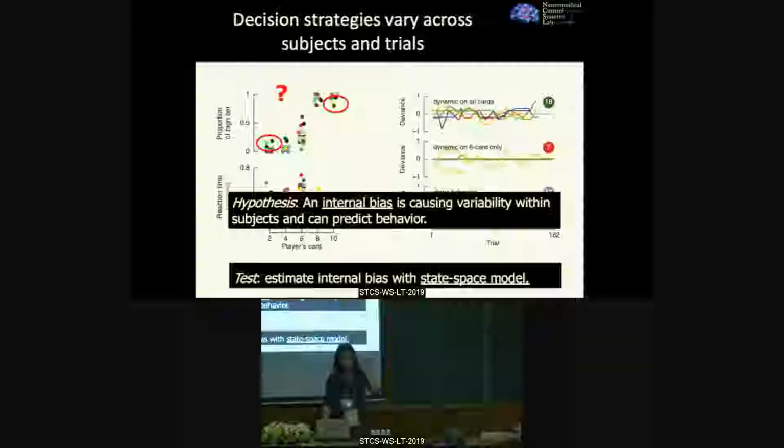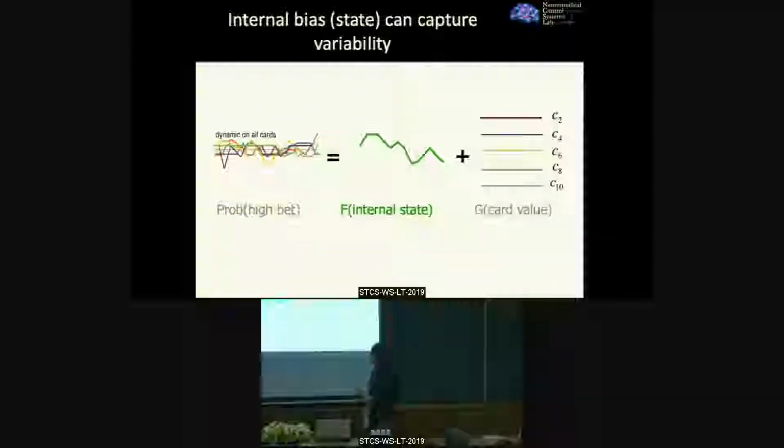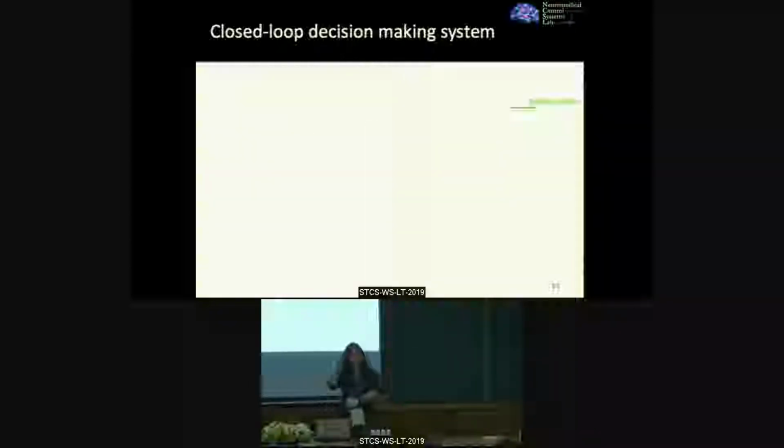I want to try to figure out if I can estimate that, the dimension and how it evolves and so forth, in such a way that for every person I can predict their bets. Okay? This is more for the neuroscience community here. If I have dynamics on 6 cards, I'm basically saying that each of these curves potentially could be modeled as a constant plus some dynamic state variable, latent variable, okay? So the probability that you bet high depends on this internal state as well as the card that you get, okay? And here's how we build that model.